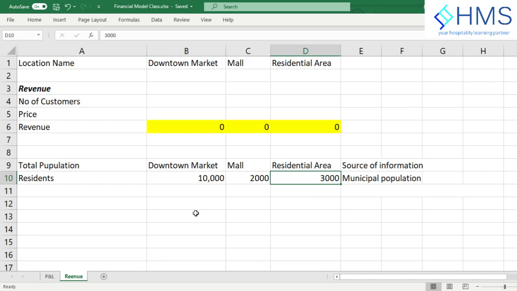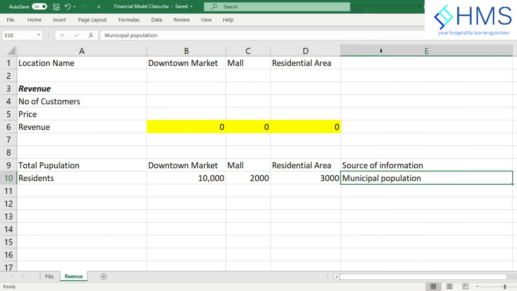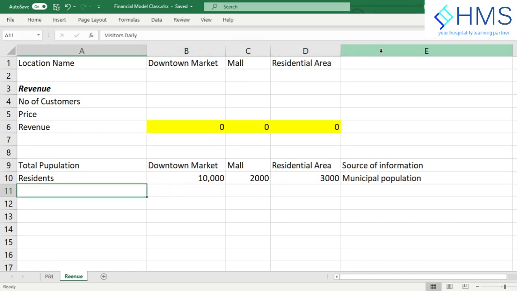In a good model, you need to identify the source of information, where you are getting it from, because in future, when whoever is asking you where you are getting this particular information, you should be able to explain that easily, so that it's clearer.